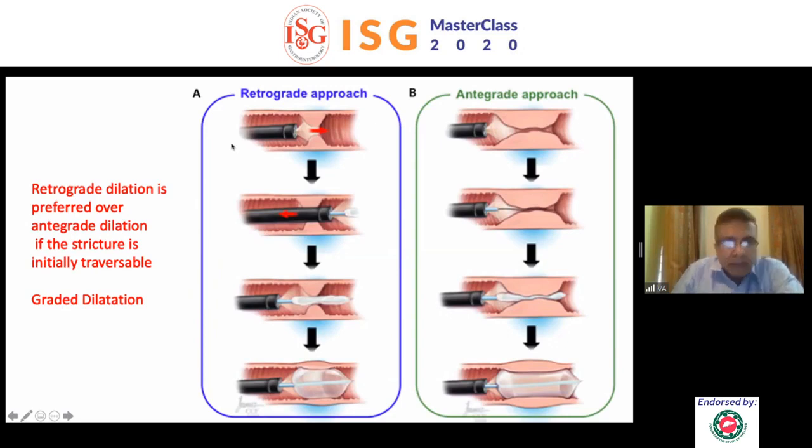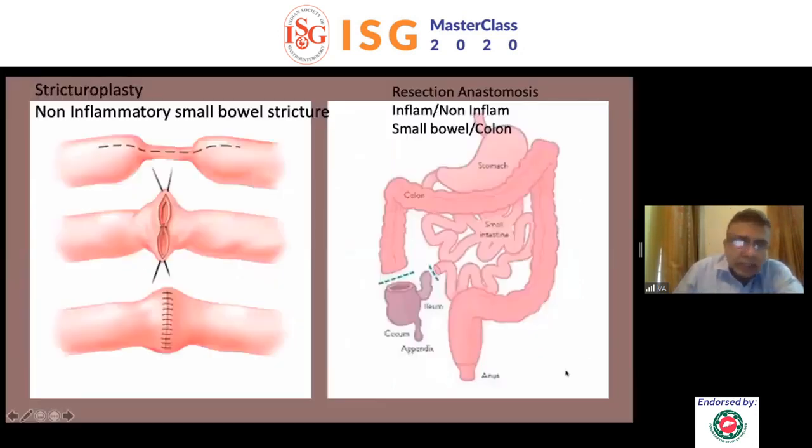Retrograde is that if possible, if the scope is passable through the stricture, then you cross the stricture and then dilate with the pulling back the balloon, which does not occur in majority of cases. So in the majority of cases, you end up doing antegrade balloon dilatation also.